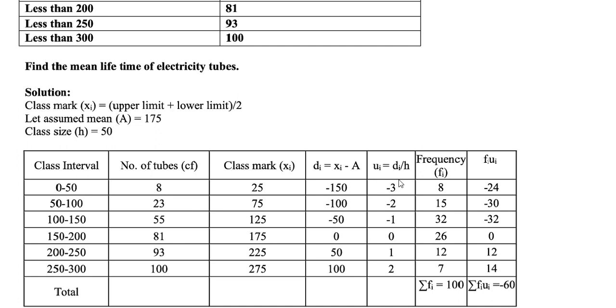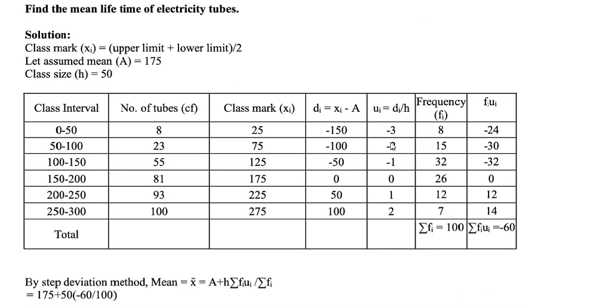The next column is ui equals di by h. Here h is equal to 50, so divide each and every figure by 50. After that, the reduced figures will be like this. Minus 150 by 50 comes to minus 3. Minus 100 by 50 comes to minus 2. Minus 50 by 50 comes to minus 1. 0 by 50 is 0.